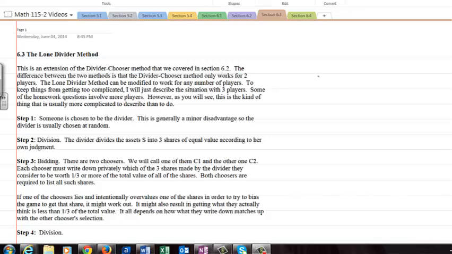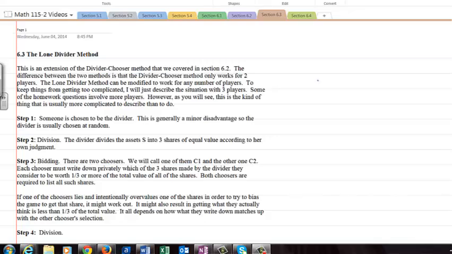Section 6.3, the lone divider method. This is an extension of the divider-chooser method that we covered in Section 6.2. The difference between the two methods is that the divider-chooser method only works for 2 players. The lone divider method can be modified to work for any number of players.